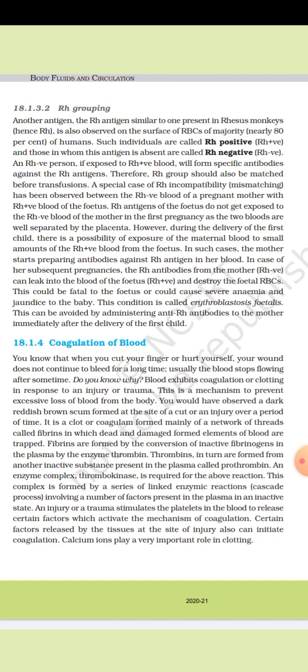This complex is formed by a series of linked enzyme reactions, a cascade process, involving a number of factors present in plasma in an inactive state. An injury or trauma stimulates the platelets in blood to release certain factors which activate the mechanism of coagulation. Certain factors released by the tissues at the site of injury can also initiate coagulation. Calcium ions play a very important role in clotting.